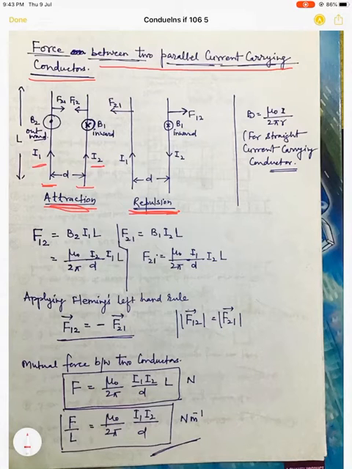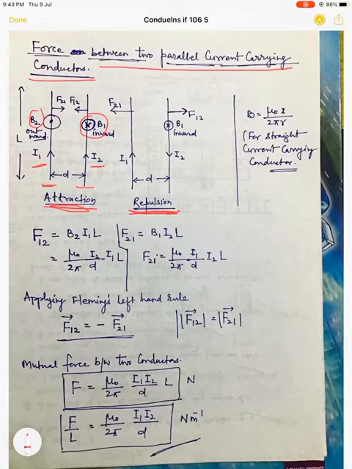So the conductor number 1 with current I1 is actually in the magnetic field produced by conductor number 2, that is B2. So conductor number 1 is in the magnetic field produced by conductor number 2, and conductor number 2 is in the magnetic field produced by conductor number 1. So B1 is the magnetic field produced by conductor number 1 here, and B2 is the magnetic field produced by conductor number 2 here. Now by the right hand thumb rule we can decide the direction of the magnetic field.